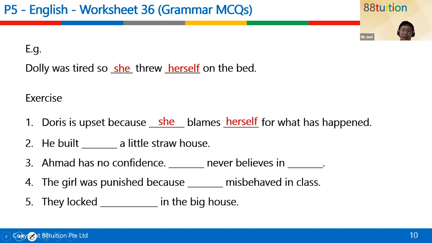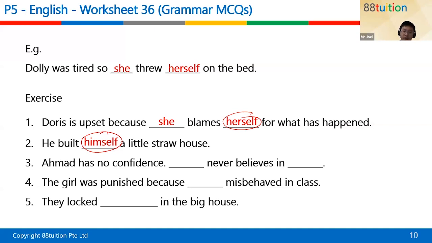He built what? A little straw house, number 2. Yes, Jianing, you're correct. Good. She and herself for question 1. Very good, Jianing. He built himself a little straw house. So these are reflexives, right? Himself, herself. How about number 3?